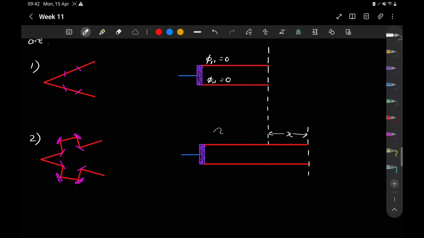Now the phases. Pi by 2 from the beam splitter, then pi from the mirror, pi from the mirror, and another pi by 2 from the second beam splitter. Same for the other photon.